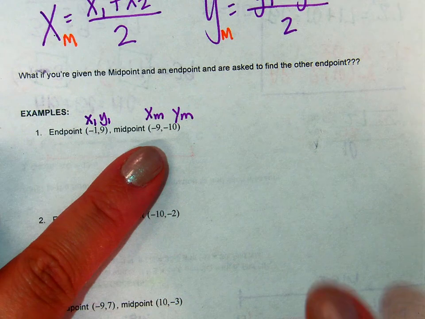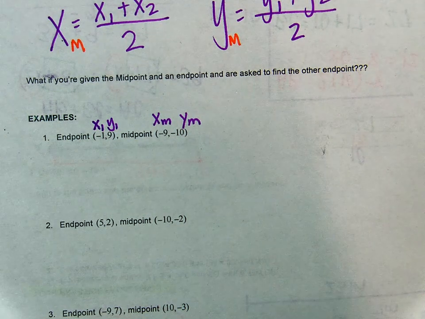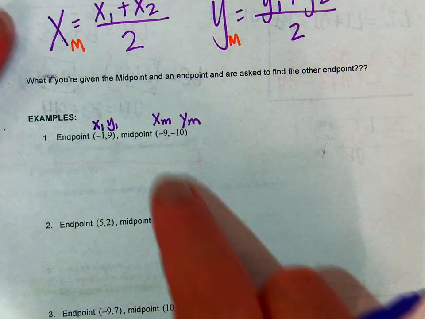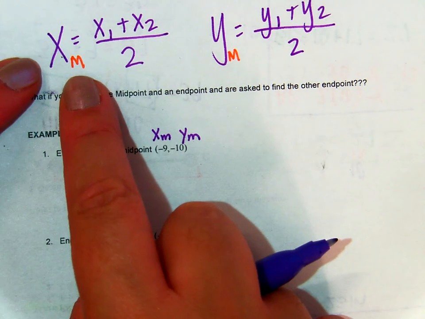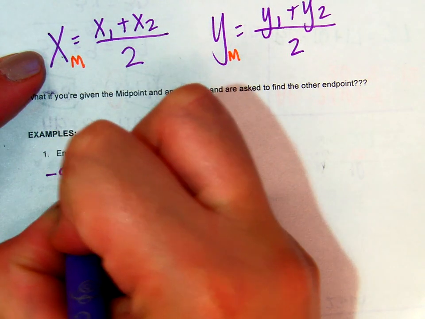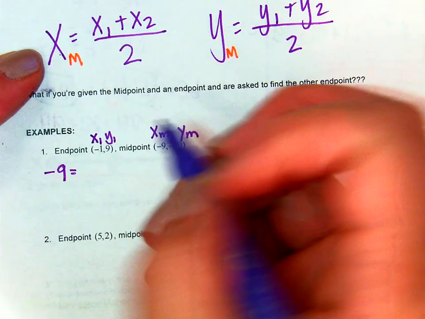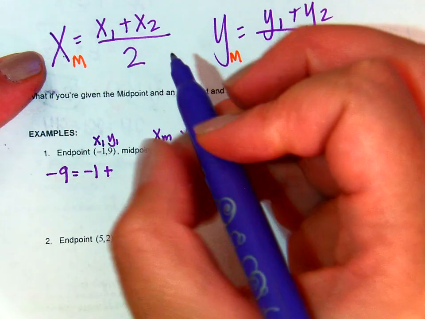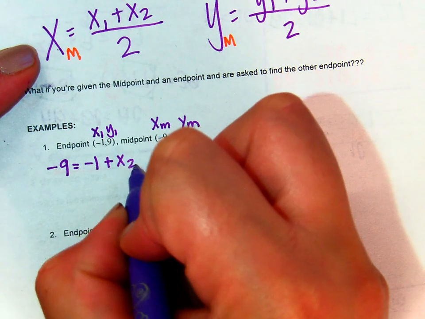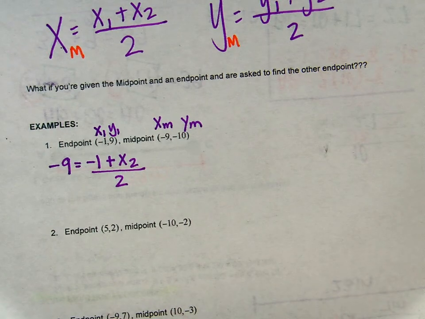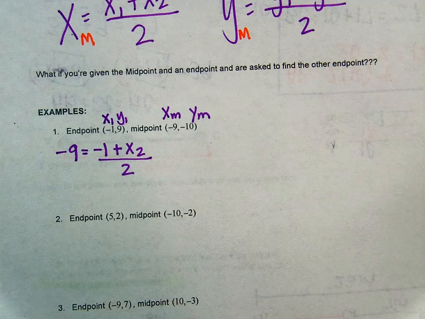So I'm going to focus on the x's first. I'll do the x's in purple and the y's in green. Okay? So x's, I'm going to plug into this x formula. I know xm, that's negative 9, equals x1 plus, I don't know what x2 is, so I'm going to write x2, divided by 2. Ladies and gentlemen, now we have an algebra problem.